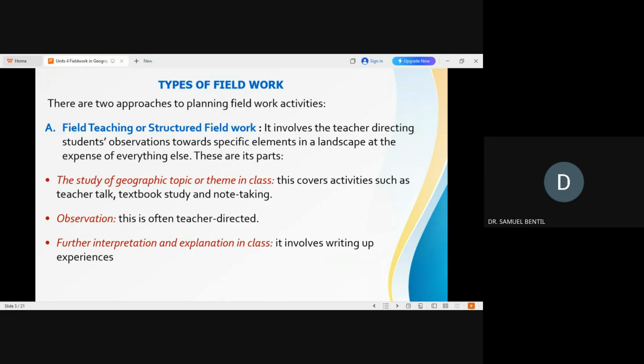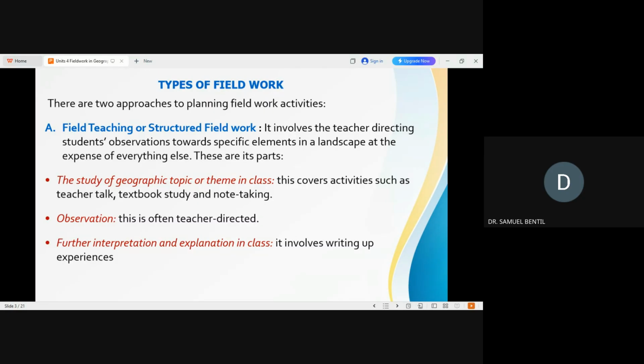So what I'm saying is that when we talk of structured field work or field teaching, the two approaches, we have structured field work and unstructured field work. And we are saying that with the structured or field teaching, here it is a teacher that directs all the student observation or the instructional activities on the field.